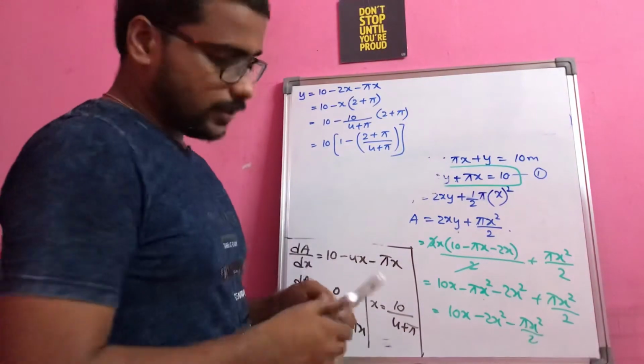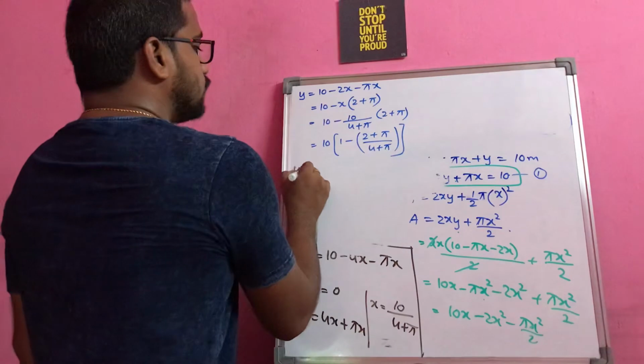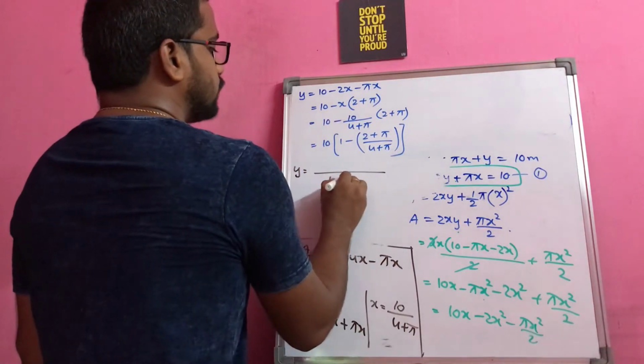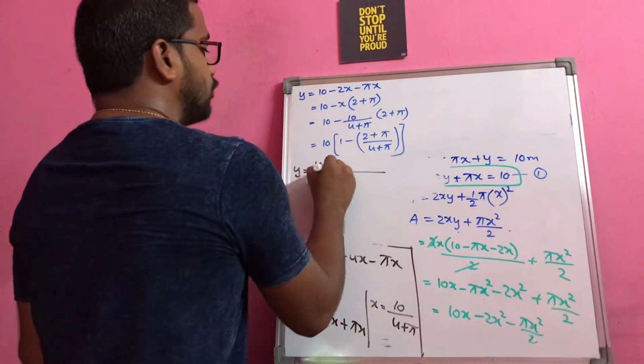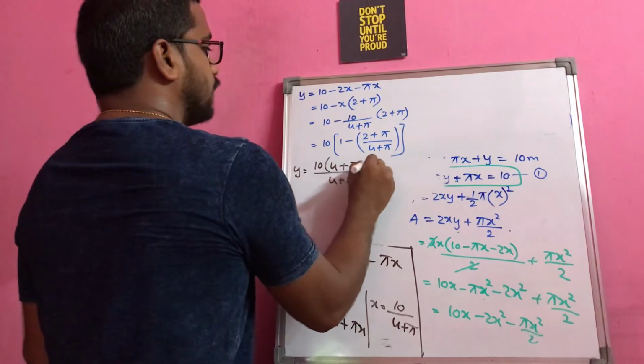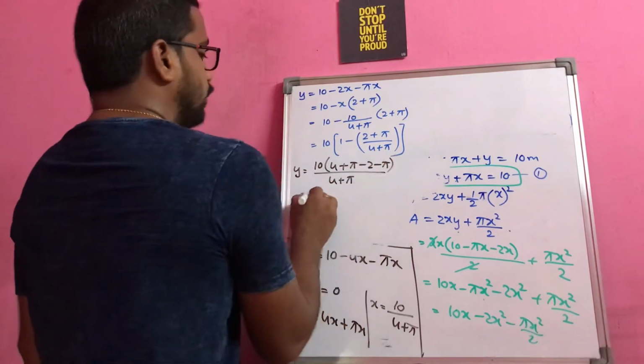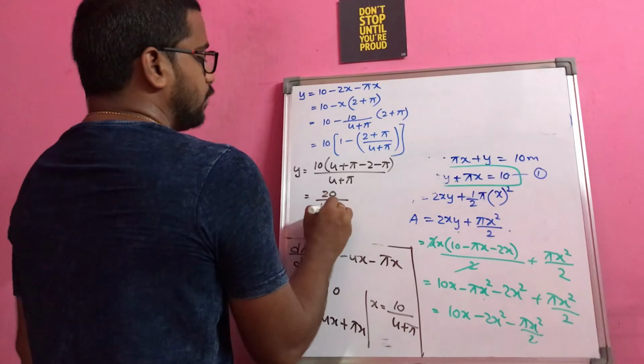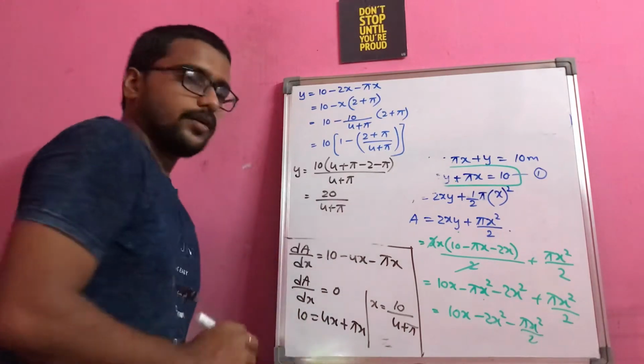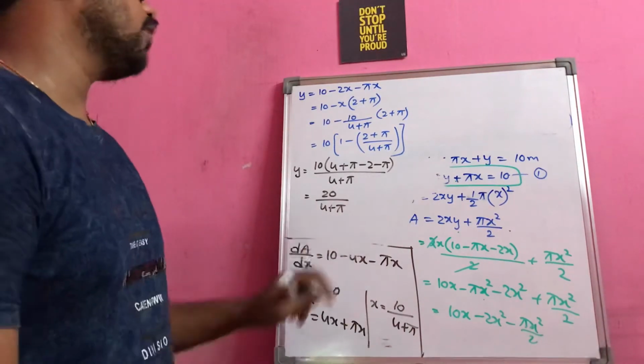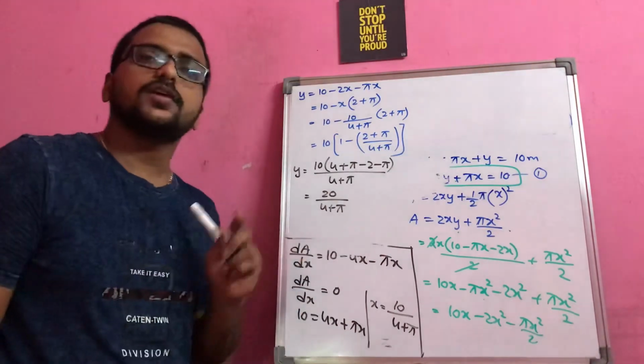So let us simplify this. y is equal to, I will get the LCM as 4 plus pi, and 10 into 4 plus pi minus 2 minus pi. You will be getting 20 divided by 4 plus pi. Okay, so you got the x value and you got the y value. These are the dimensions of the windows.